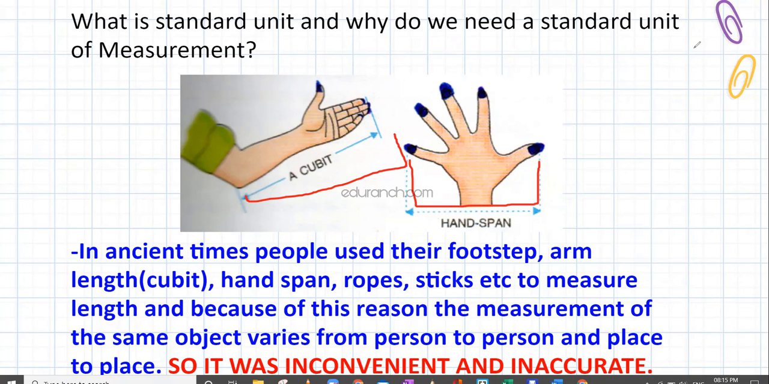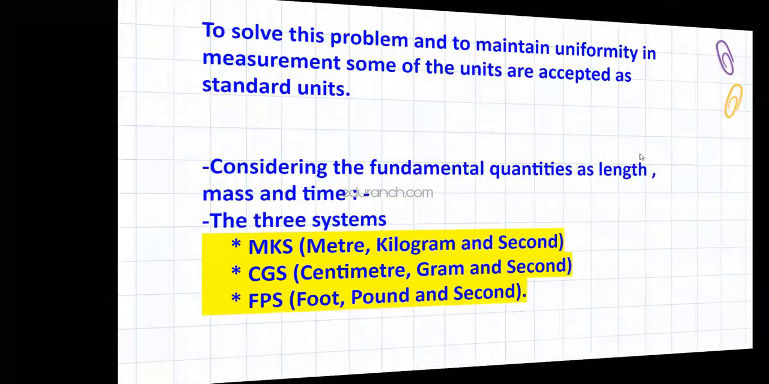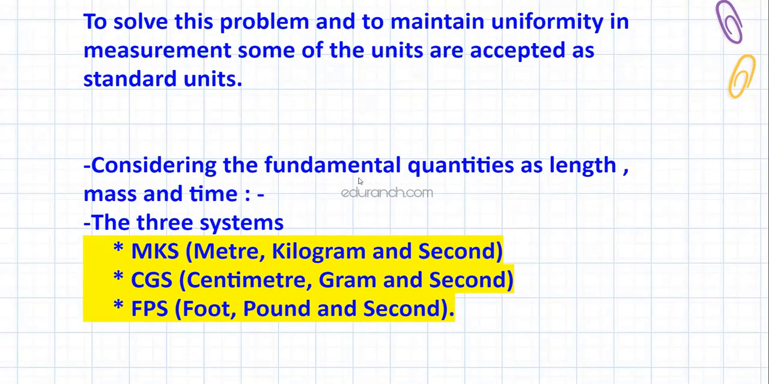In ancient times, people used these to measure length. But because this way of measurement is not fixed, measurements of the same object vary from person to person and place to place, which was not very convenient and not even accurate. Because of that reason, to solve that problem, we accepted a standard unit of measurement all over the world, right?